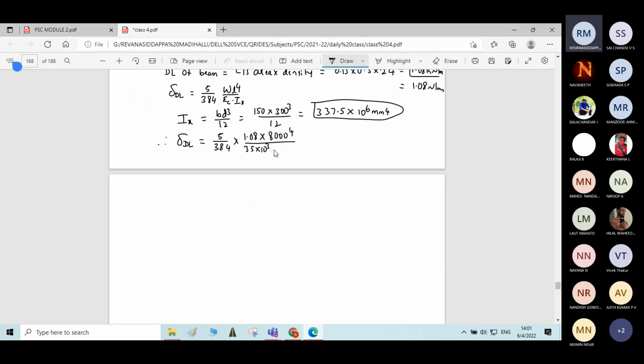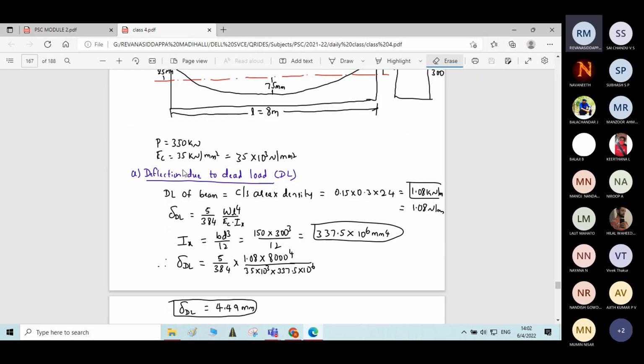Into 10 power 3 into IX is 337.5 into 10 power 6. Therefore, deflection due to dead load is given by 4.49 millimeter. If you calculate, you will get the answer as 4.49 millimeter. All of you calculate and check whether you are getting the same answer or not. If you are getting any different answer, let me know.